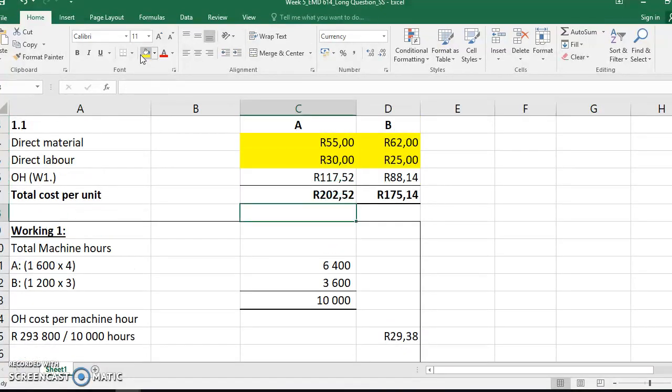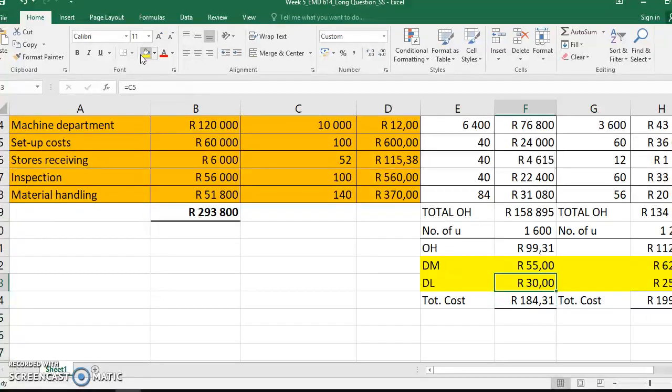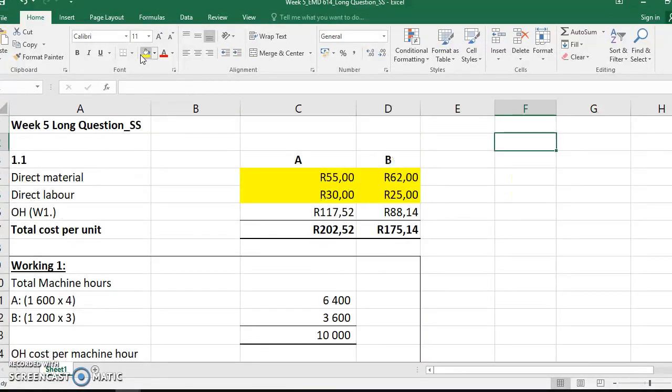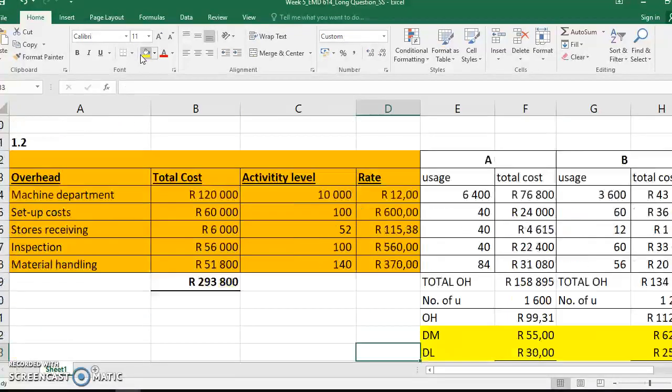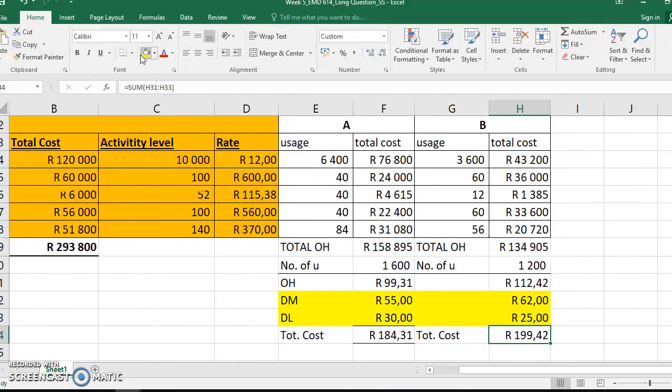Just notice now that previously A was 202, now it is 184. So clearly you can see previously A was overpriced. B was 175, and now it is 199. So you can see B was underpriced. And again, overpricing or underpricing is a problem, because if you overprice, you might price your product too high and people will not buy it, so your demand will go down. If you underprice, you might undercost your product, so you might sell at a price, but you could actually have charged a higher price because your product is worth more. It's actually more expensive.